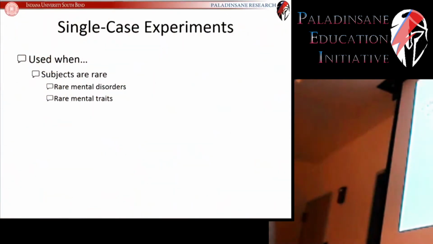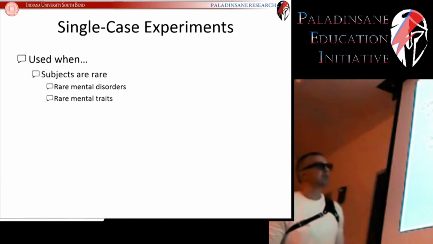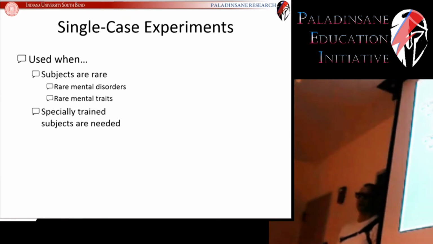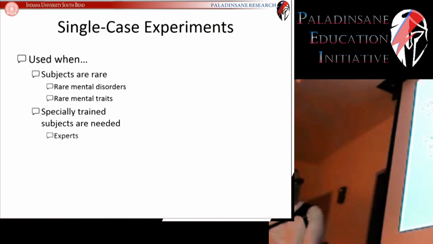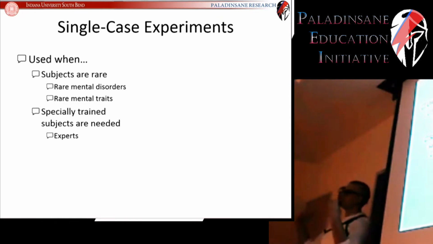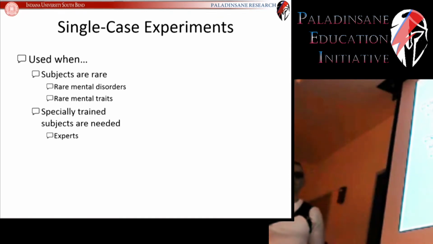All right, so you can use it when subjects are rare: rare mental disorders, rare mental traits. You can use it when specifically trained subjects are also needed. So sometimes you just need experts. You need experts in a field. You need people with expertise in certain types of knowledge.